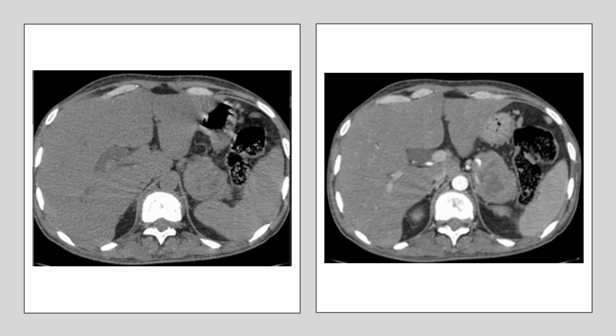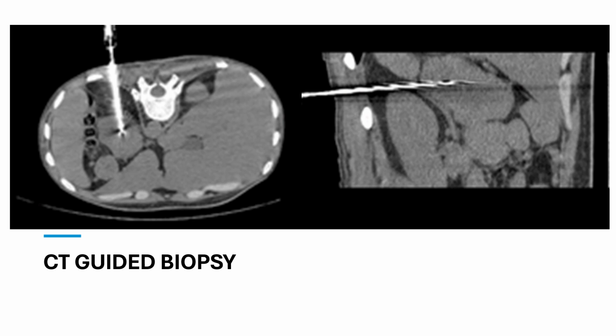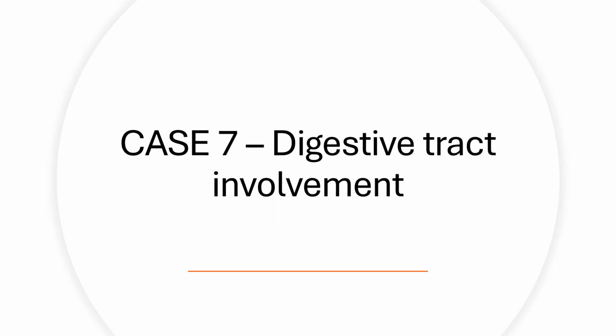A similar lesion was also seen in the region of the tail of the pancreas. Multiple subcentimetric nodes are also seen in the mesentery and the retroperitoneum. So a CT guided biopsy was done from the region of the tail of the pancreas, which ultimately helped in the diagnosis of lymphoma. So lymphoma can present in various ways. It doesn't always present as a conglomerated lymph nodal mass. Extranodal involvement is also very common.